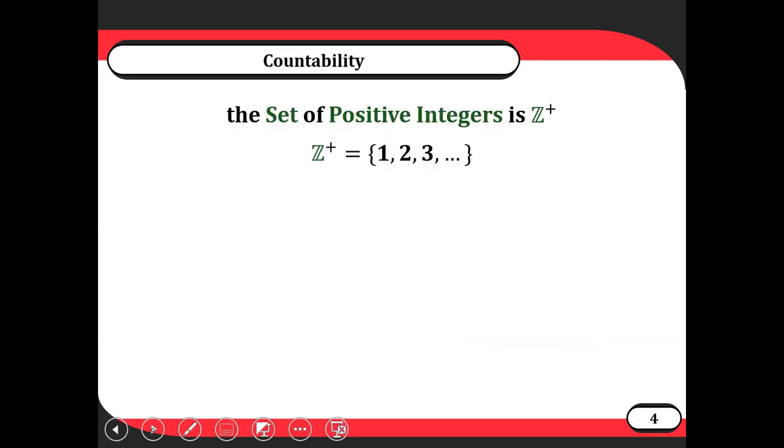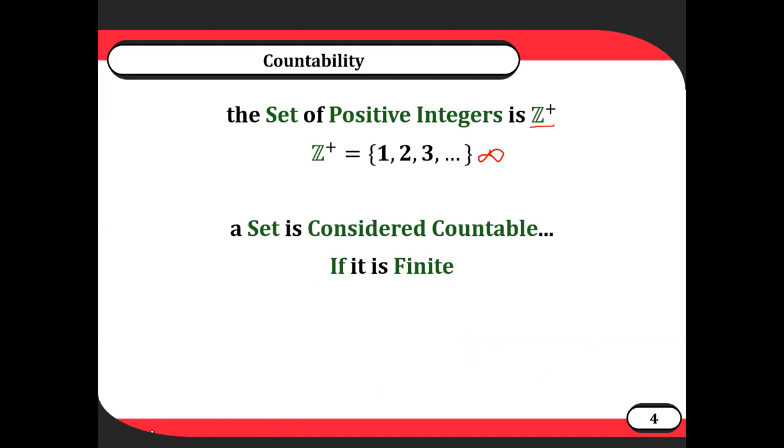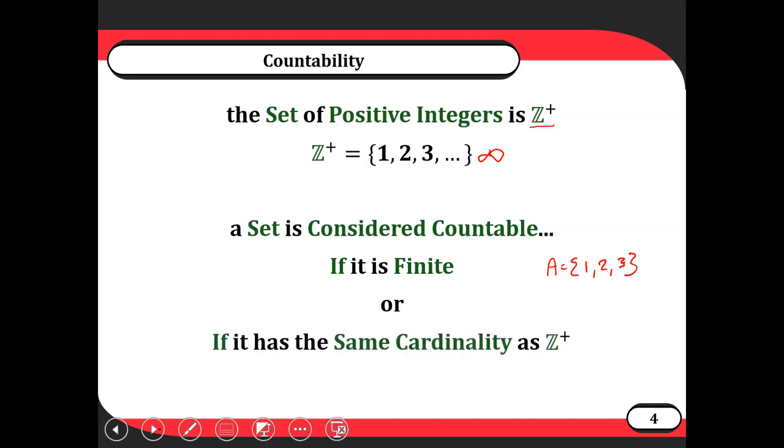Okay. So countability. The set of positive integers is Z plus, and it's equal to 1, 2, 3, all the way up to infinity. A set is considered countable if it is finite. So any finite set, if I have A equals {1, 2, 3}, that is definitely a countable set. Or if it has the same cardinality as the positive integers. Now, the cardinality of the positive integers is, of course, infinite. So how can we count something that's infinite? I guess that's the question.